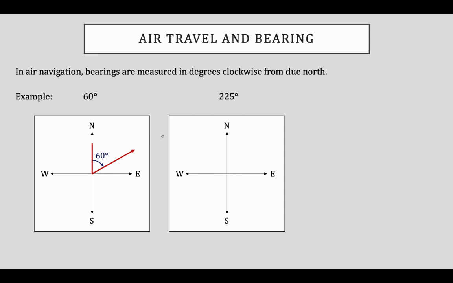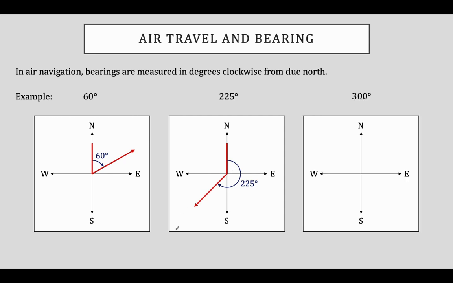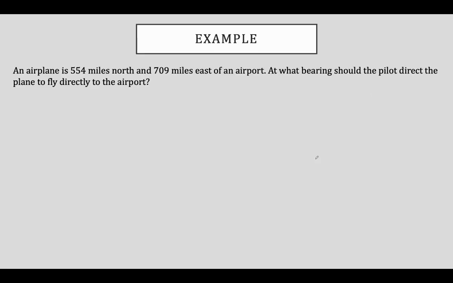Similarly, if we had a bearing of 225 degrees, we start with our reference of due north, rotate through an angle of 225 degrees in the clockwise direction, and that would give us the direction of our travel. Or 300 degrees, again, always starting with a reference of due north and always rotating clockwise, in this case through an angle of 300 degrees to give us our direction of travel. Okay, and so this is how bearings are measured when we are talking about air navigation. Let's put it to use in a word problem.